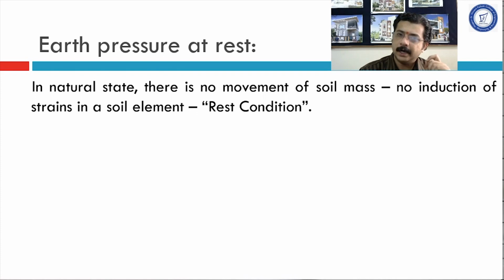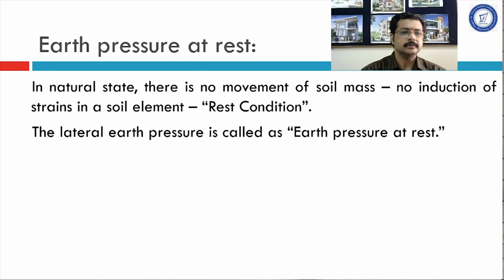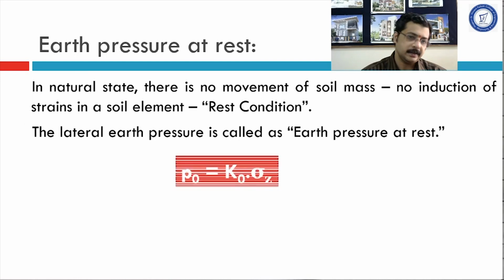But in case of the soil which is at rest, there will not be any movement. So in the natural state there is no movement of the soil mass. Hence there won't be any induction of strains in the soil element. Hence the condition which will prevail would be called the rest condition. So whatever pressure is exerted by the soil in this condition is called earth pressure at rest. So the lateral earth pressure is called earth pressure at rest.